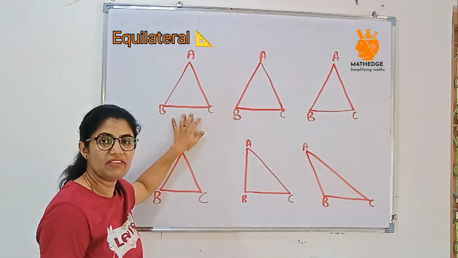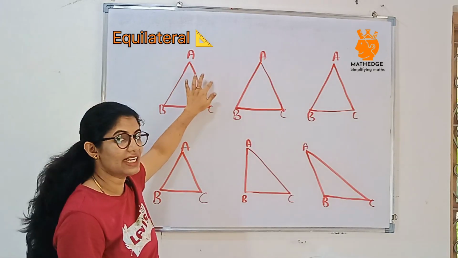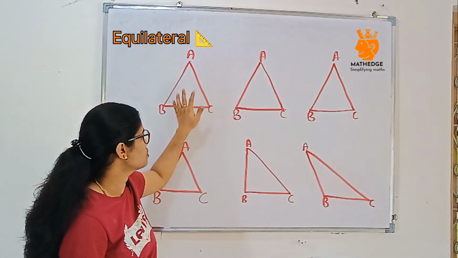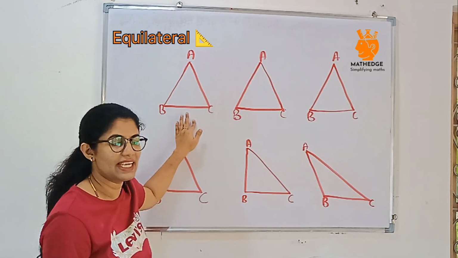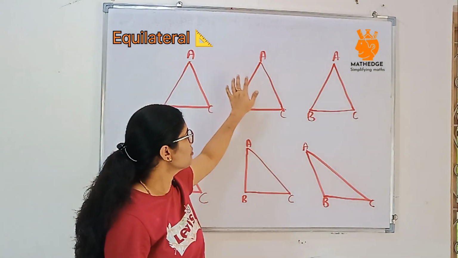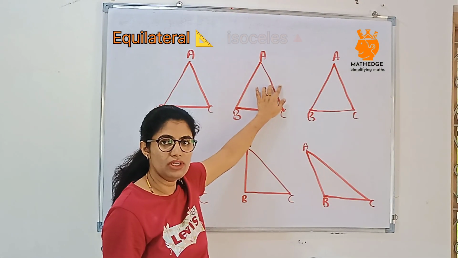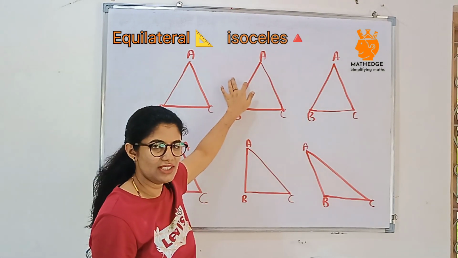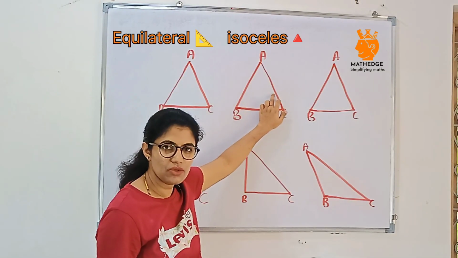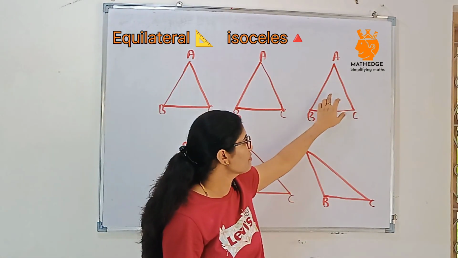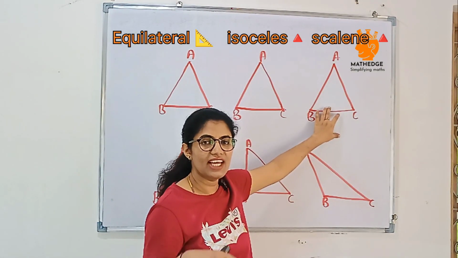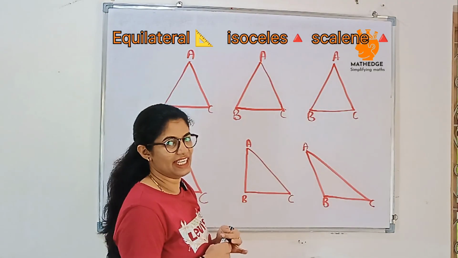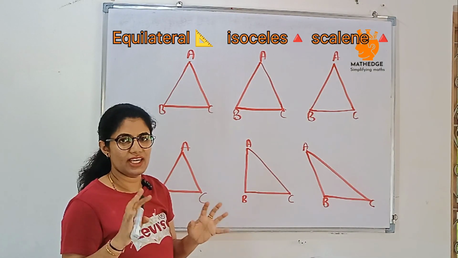First is the equilateral triangle, which means all the sides are the same: AB is equal to AC, which is equal to BC. The second type is if any 2 sides are equal, then we call it an isosceles triangle: AB is equal to AC. And if all the sides are different, then we call it a scalene triangle. I think by sides you understood.